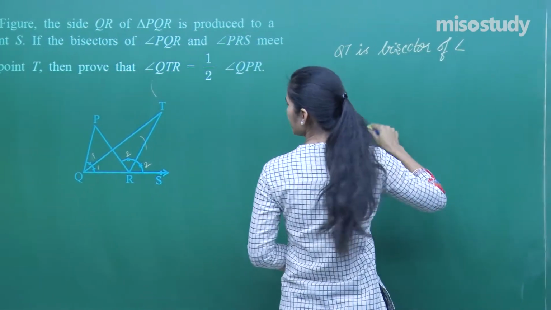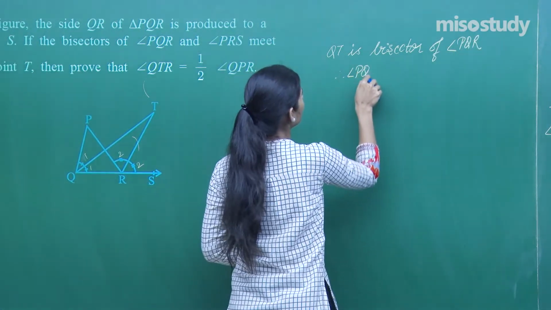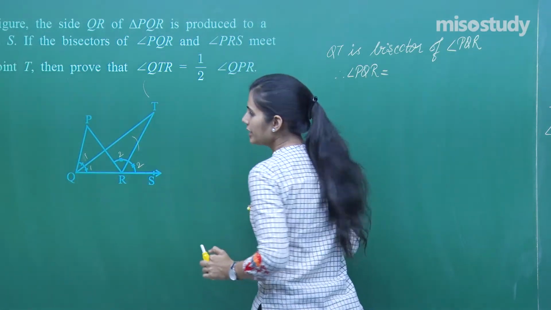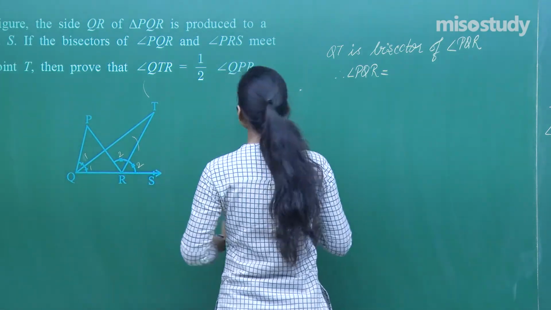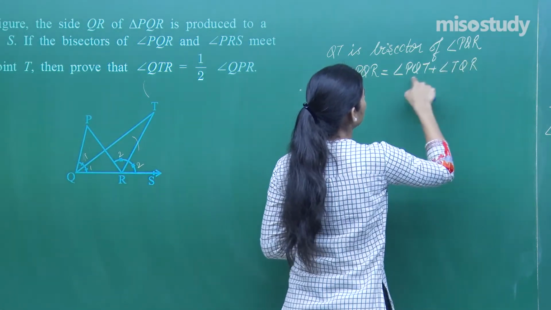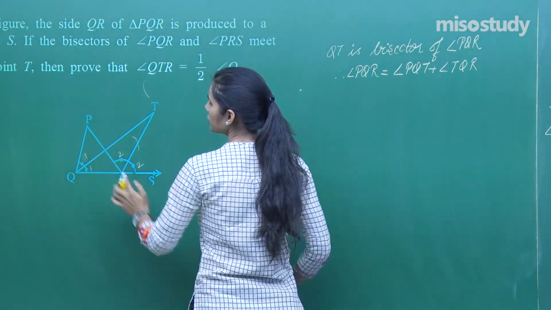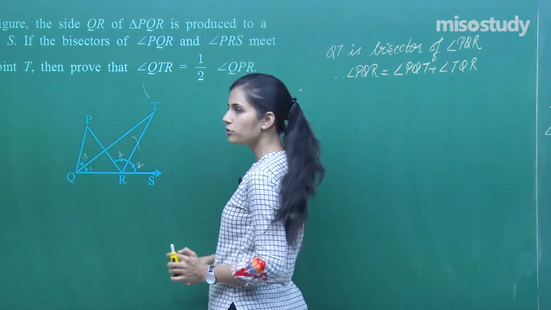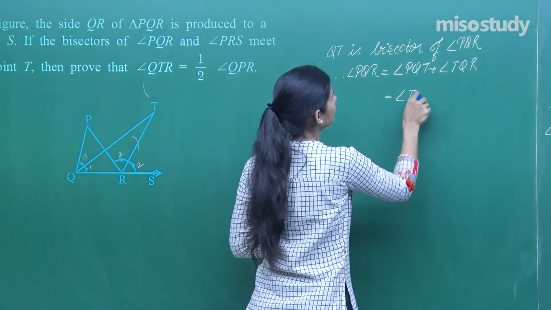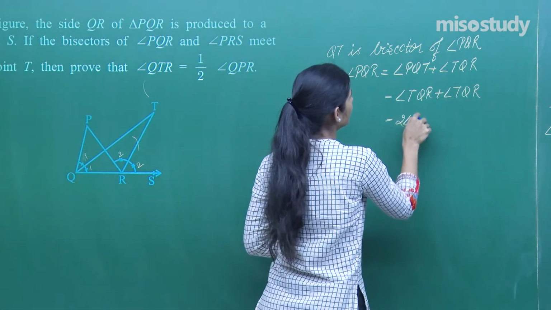Therefore angle PQR, which is equal to PQT plus TQR, can be written as what? It can be written as PQT plus TQR, but PQT is same as TQR. If QT is the bisector, it is dividing angle PQR in two equal parts, that is half of angle PQR. So I can write this as angle TQR plus angle TQR, which is twice of angle TQR.